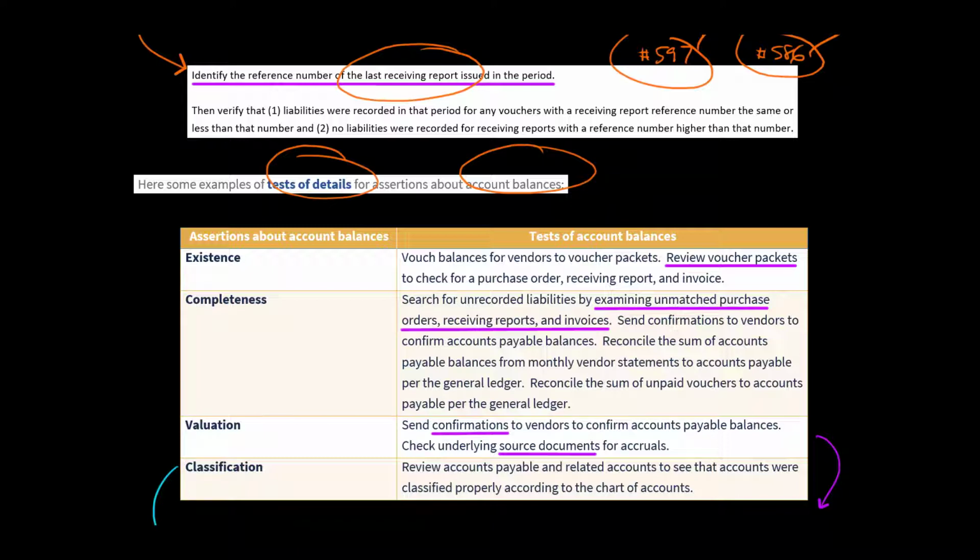Right? So when we talk about existence, does this liability really exist? We want to know, is it an actual liability of the company, or maybe one of the employees committed fraud? They set up a fake company or something, sent an invoice to their company. So what can we do? Well, we can review the voucher packets and again, look for that supporting documentation: purchase order, receiving report, and an invoice.